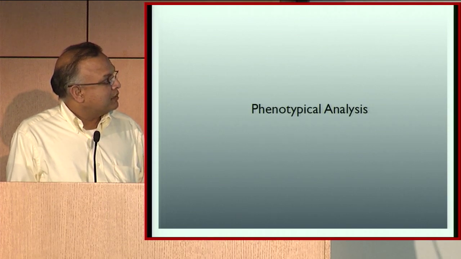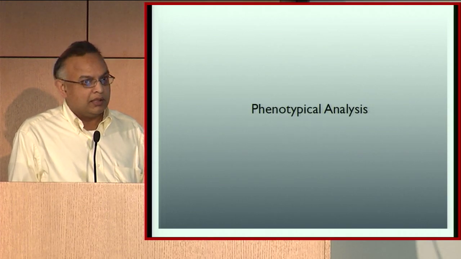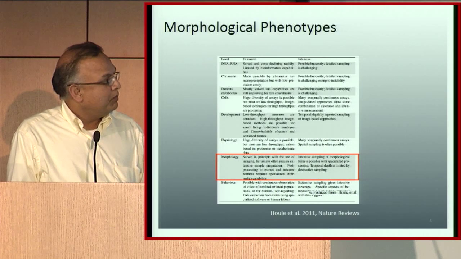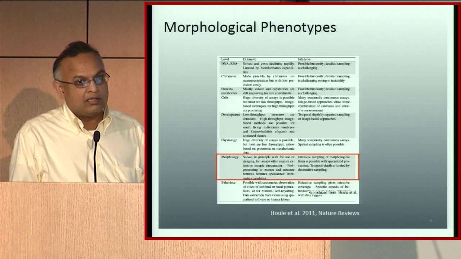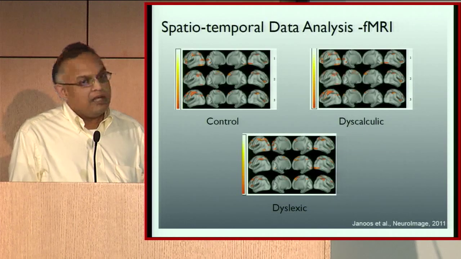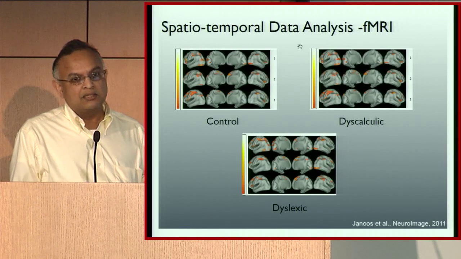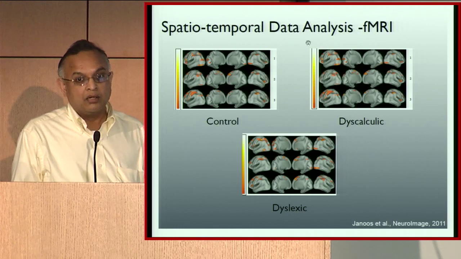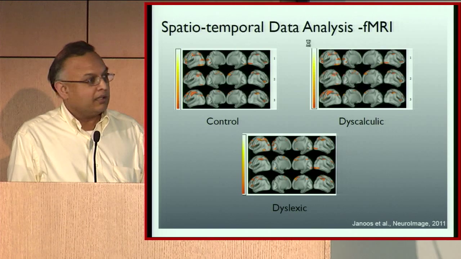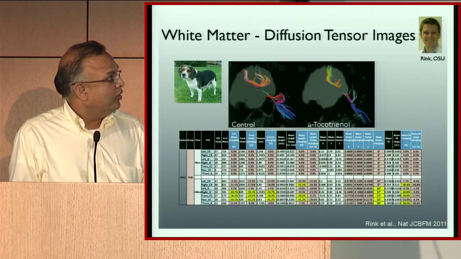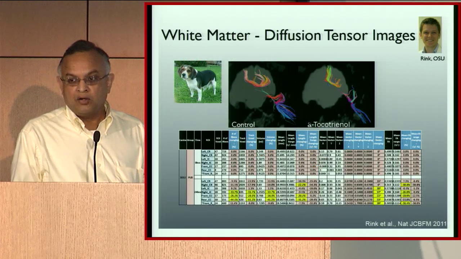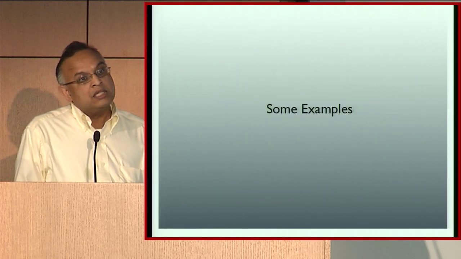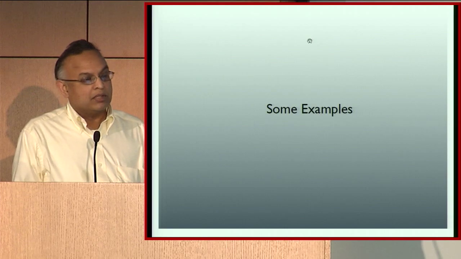Now, let me say something about the kind of phenotypical analysis we are looking at. As you all know, there are many different kinds. We've been mostly focusing on morphology. Sometimes we did veer into functional phenotypes. We've done quite a bit of work on functional MRI data analysis. We're starting to do more and more white matter work, along with Cameron and so on. But today I'll be mostly talking about the cellular phenotypes.